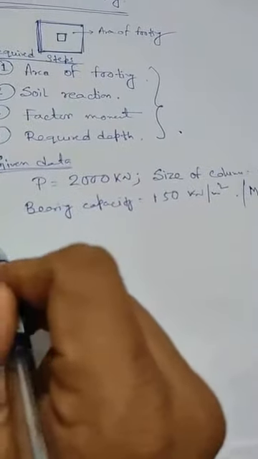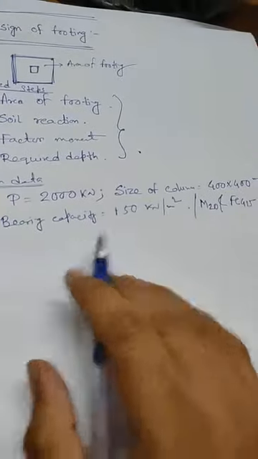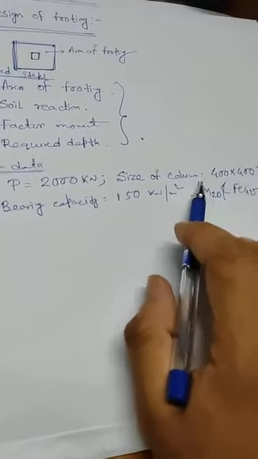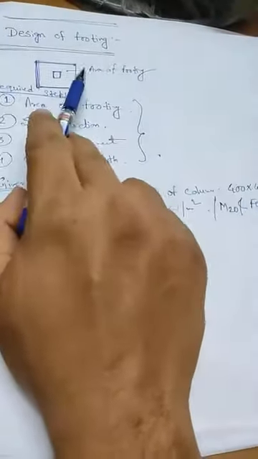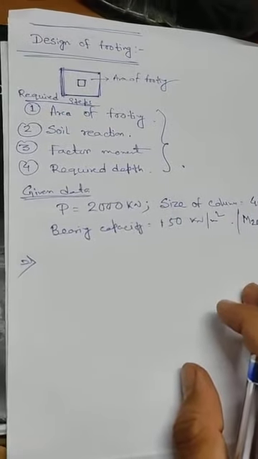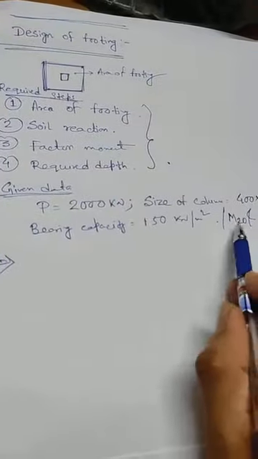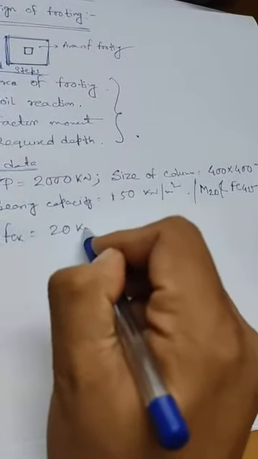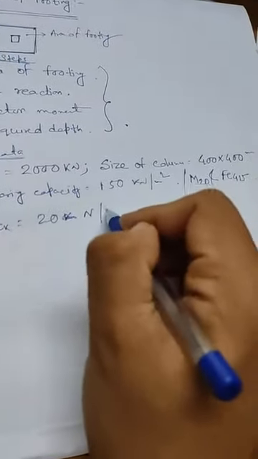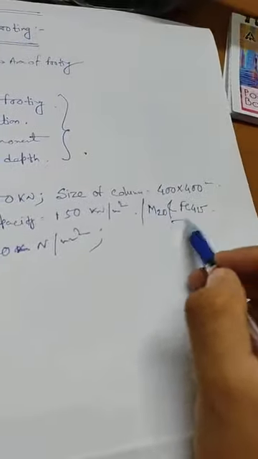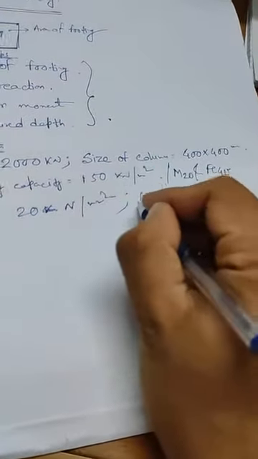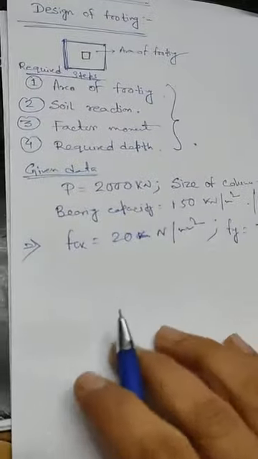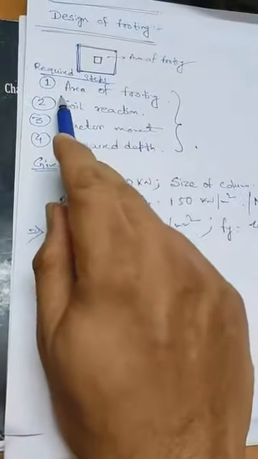So in this case our size of column is 400 into 400, that means it's a square column, so the footing would also be a square footing, right? And our M20 grade of concrete means our fck value is 20 Newton per millimeter square, and this is Fe 415 grade of steel, so our fy value is 415 Newton per millimeter square.